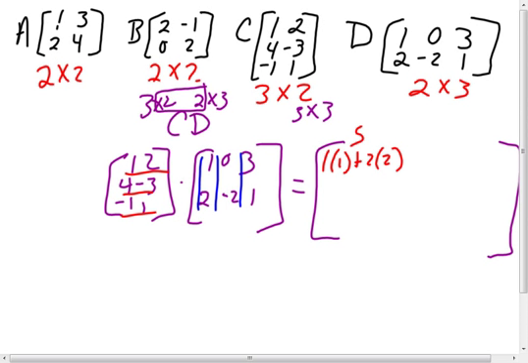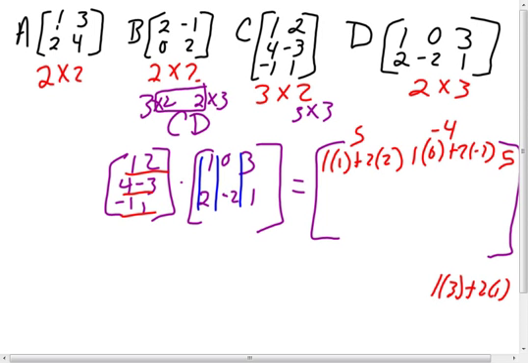Go to the second column, same row. 1 times 0 plus 2 times negative 2. So that's 0 minus 4, so that'll be negative 4. And I'm going to run out of space here, so I'm going to do the last one at the bottom. 1 times 3 plus 2 times 1, so that's 3 plus 2. So in this place is going to be 5.